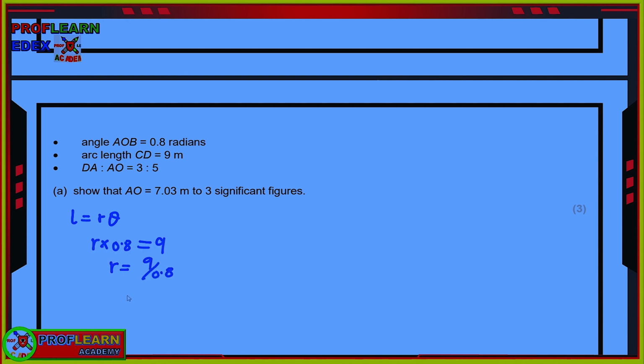So working out using r and 0.8, the angle in radians, we can find the value of r because we were told the arc length was 9. So this is going to be 11.25.